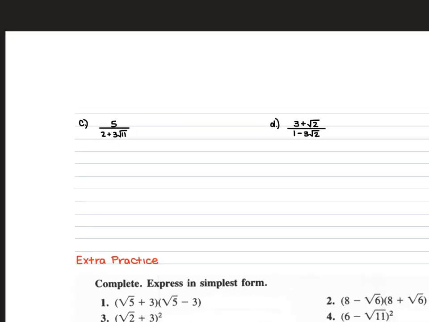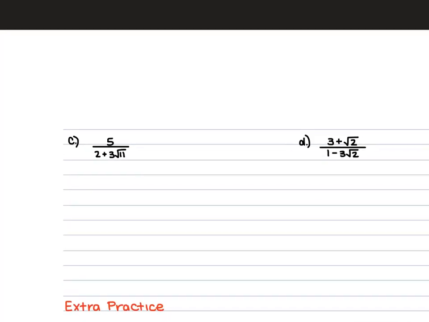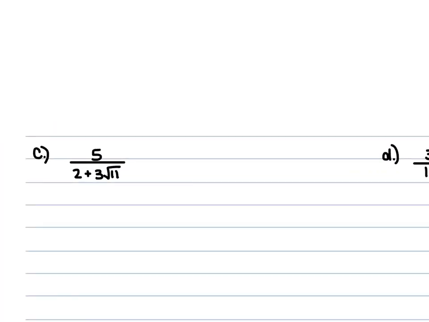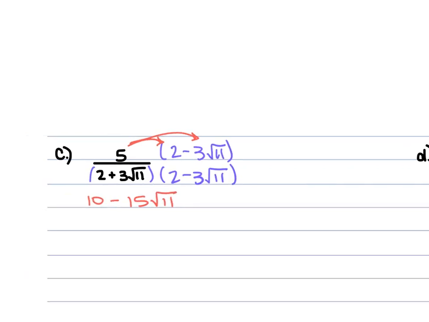For C, we have 5 over 2 plus 3 square root of 11. So your conjugate of our denominator is 2 minus, so opposite, 3 square root of 11. Multiply top and bottom by that 2 minus 3 square root of 11. Distribute that 5 on the top, FOIL the bottom. This is going to leave us with 10 minus 15 square root of 11 over 4 minus 6 square root of 11 plus 6 square root of 11 minus 9 square root of 121.